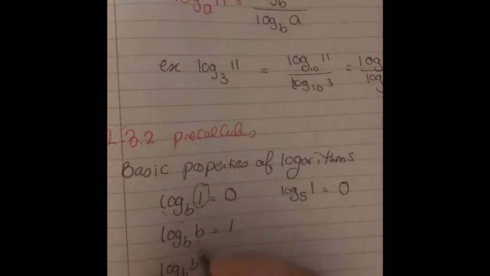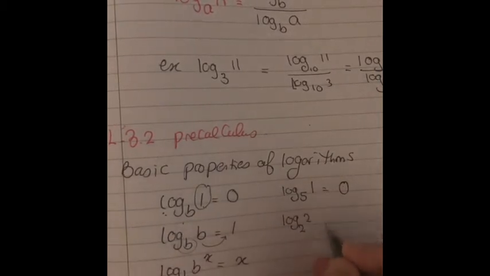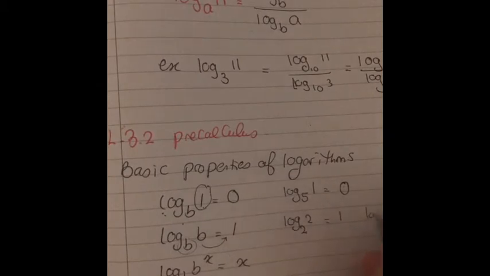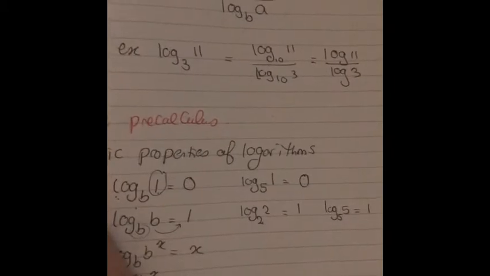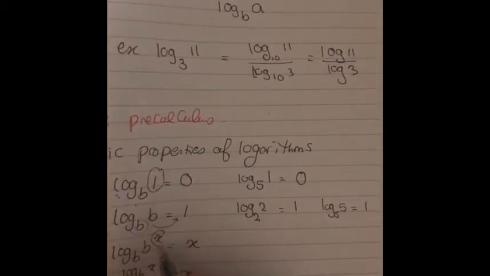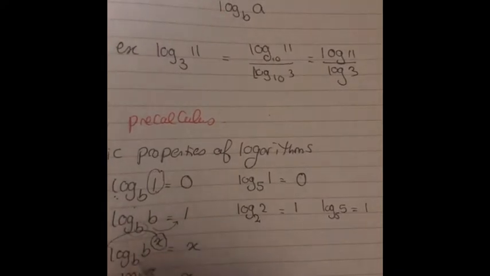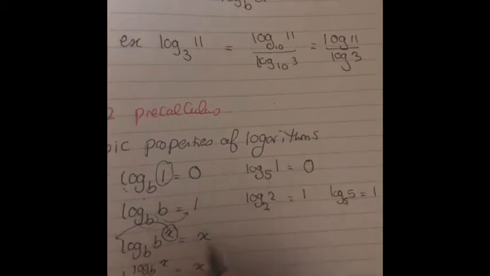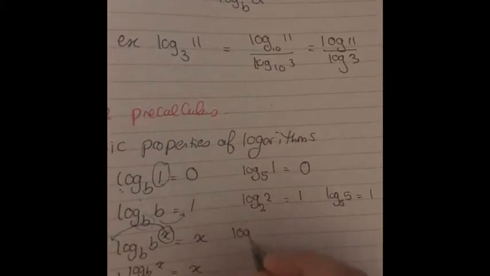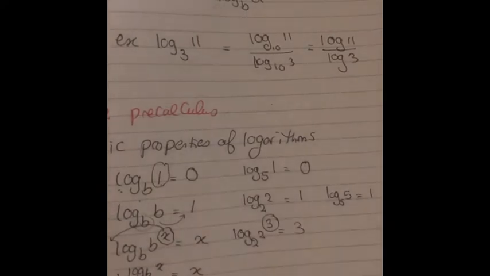If you have log base b of b, b to the power of 1 is equal to b. For example, whenever I have log base 2 of 2, the answer is 1. Log base 5 of 5, the answer is 1. Okay, if you have log base b of b to the power of x, I can just drop the x over here, and I will have x times log base b of b, and this one is equal to 1. So the answer is x. For example, log base 2 of 2 to the power of 3, the answer is 3.